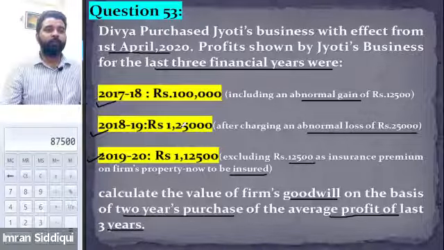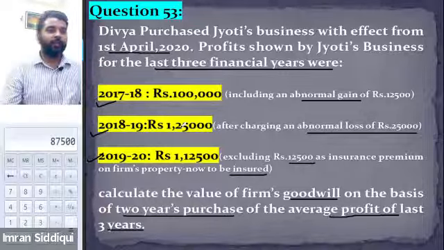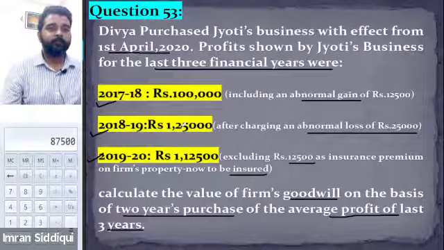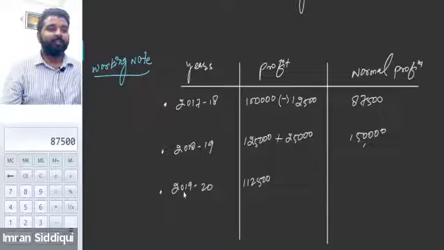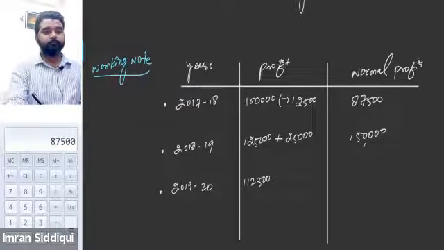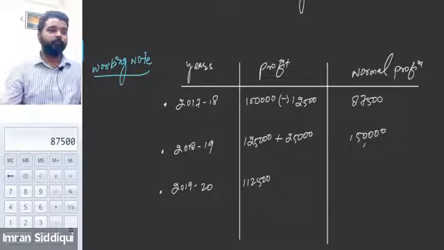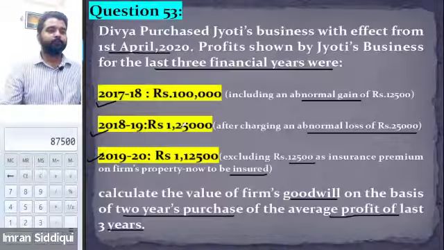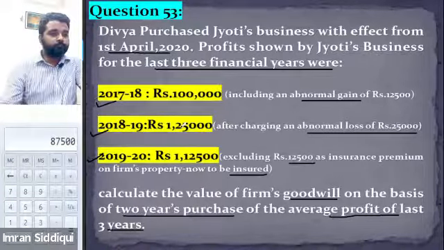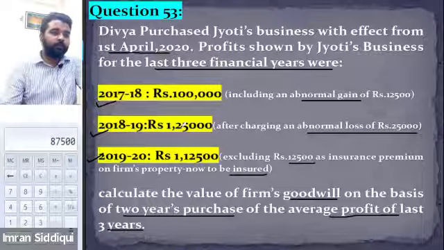We excluded 12,500 earlier. While calculating the normal profit for the year 2019-20, we did not consider 12,500 of the insurance premium. So now, as we know that it is a normal expense of the business, what should we do now? Should we subtract it or not? We should add it, sir, because it's a normal expense. Okay, so what do you think, should a normal expense be subtracted or not? Sir, it should be subtracted, na?